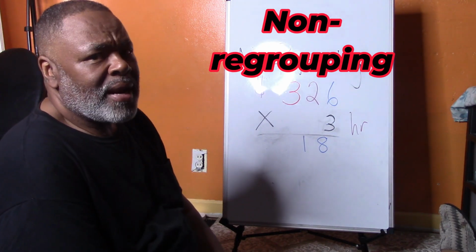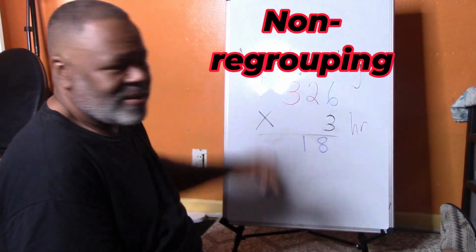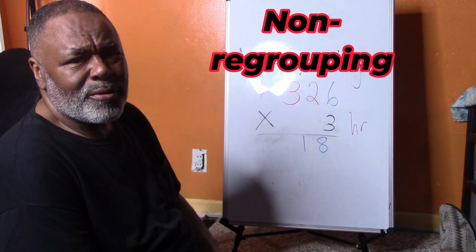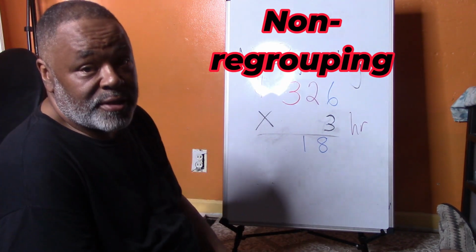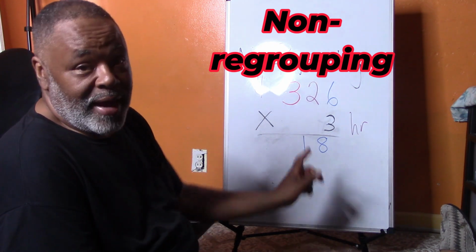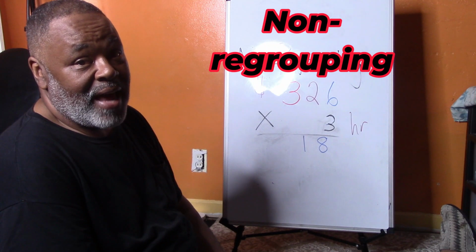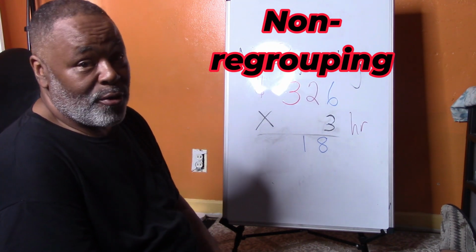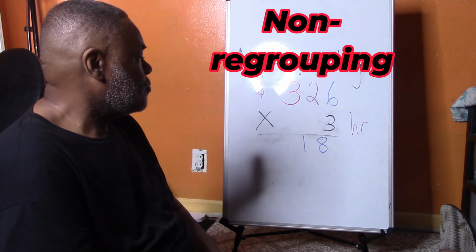And some people might like that one better because they don't like to carry to the next column. And they get confused. Should I add or should I multiply? This way is probably easy for some people. So if you like this way, please, when I ask at the end which one do you prefer, the standard or the non-regrouping, please give me a comment on the one that you prefer.